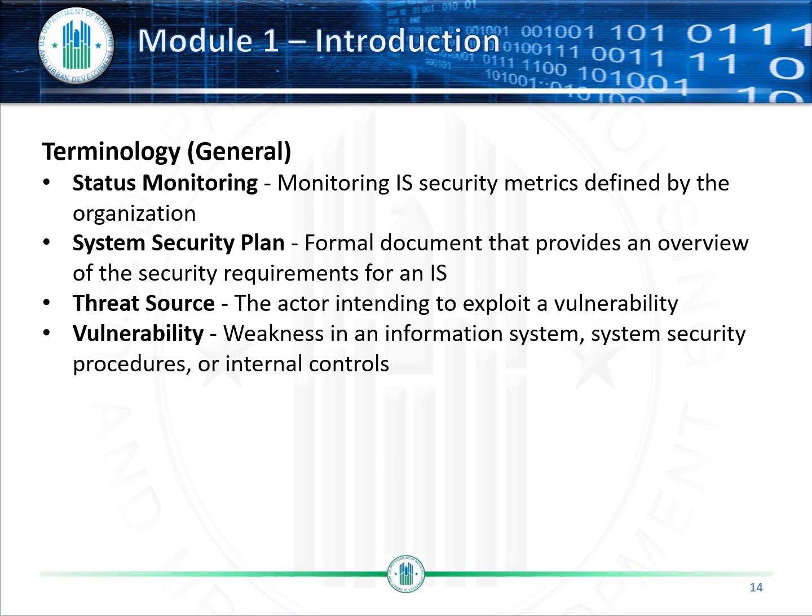Threat source is the intent and method targeted at the intentional exploitation of a vulnerability or a situation and method that may accidentally trigger a vulnerability. Vulnerability is a weakness in an information system, system security procedures, internal controls, or implementation that can be exploited or triggered by a threat source.